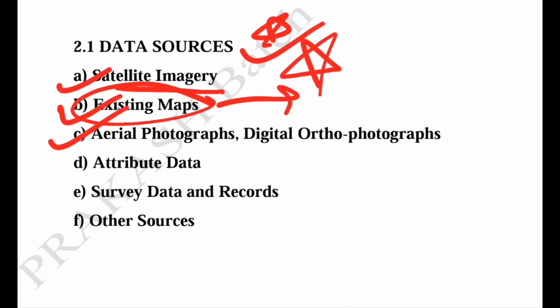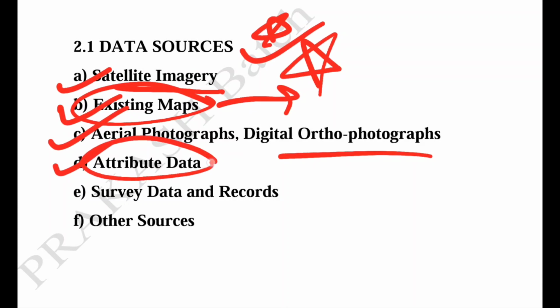Third one is aerial photographs or digital orthophotographs. Fourth one, attribute data that can be directly entered by keyboard. Fifth, survey data and records like total stations and other things. And other sources, meaning the internet and many sources that can provide data for use in the GIS software.